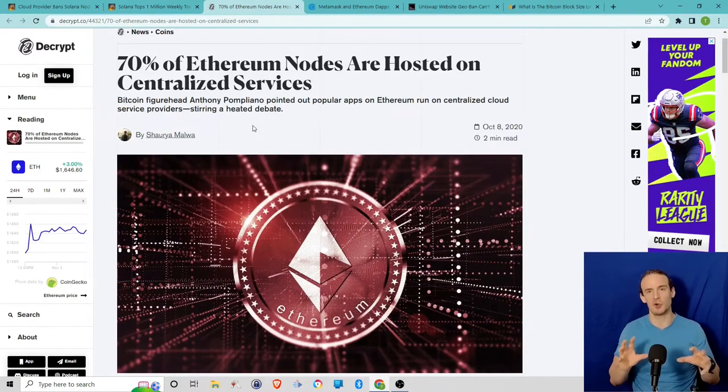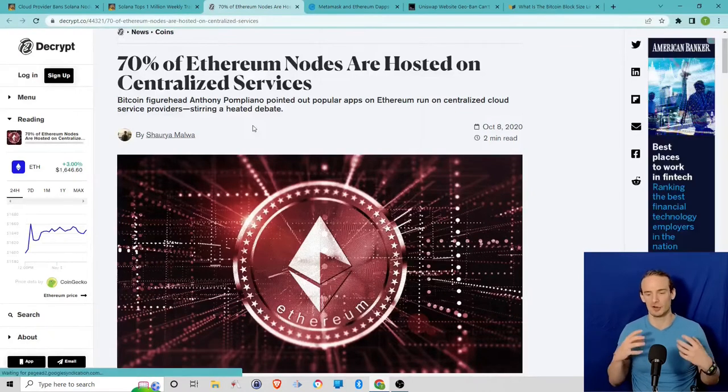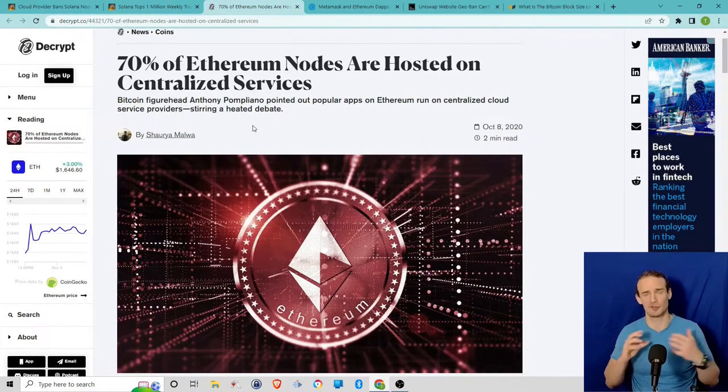So the nodes, keep in mind, are the entities, the people that are validating these transactions. If we're talking about proof of work, they're the people doing those complex mathematical puzzles. If it's proof of stake, they're not doing the math, but they're still validating transactions, storing that transaction history. So the nodes are the individuals kind of running the blockchain, so to speak. So where do these centralized hosting services come into play?